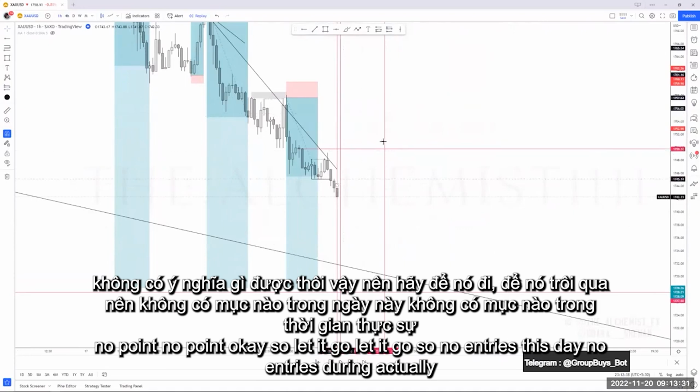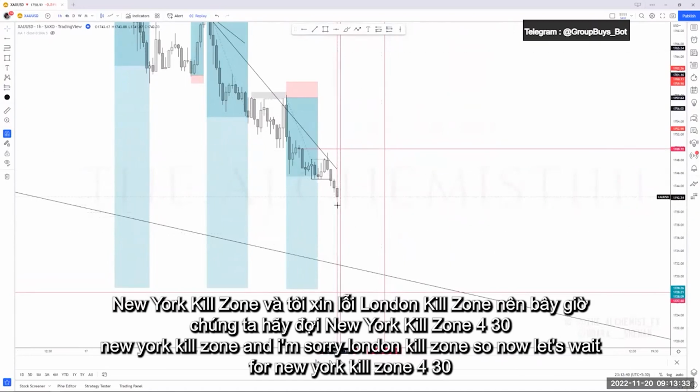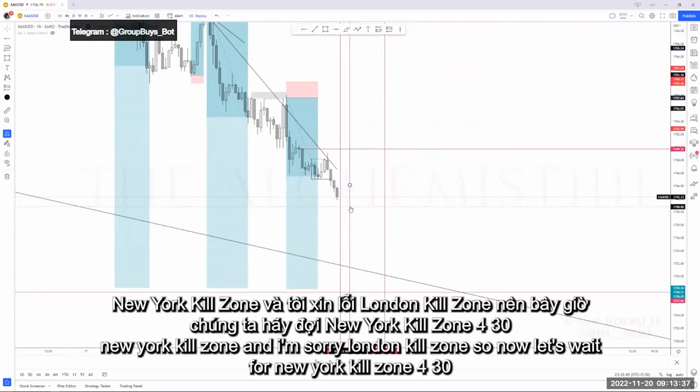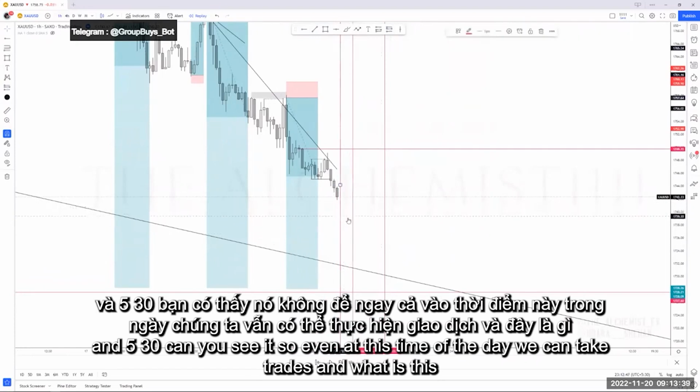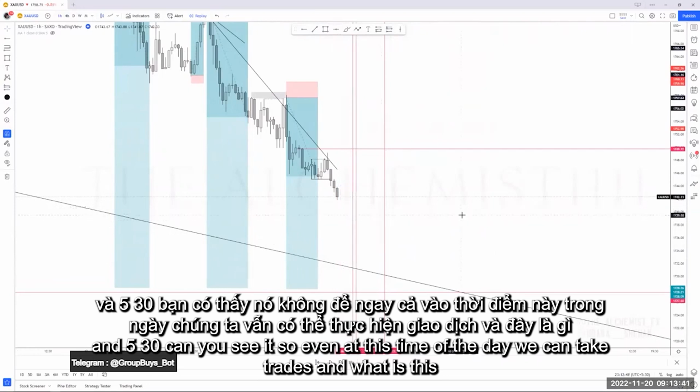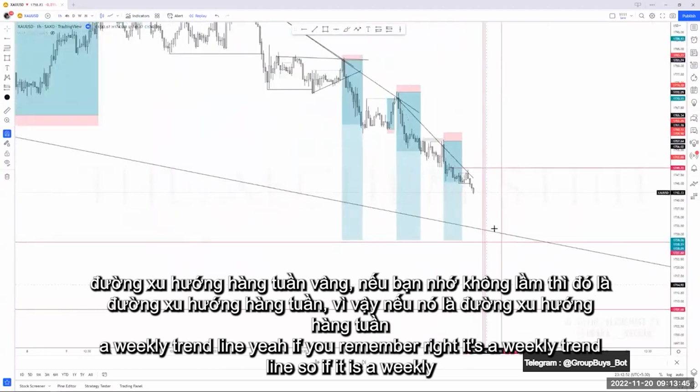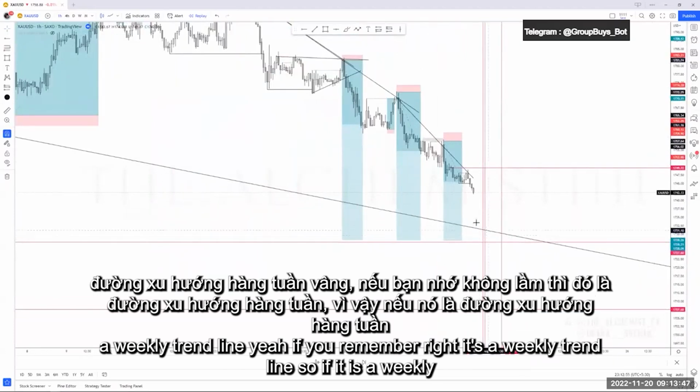So no entries this day. No entries during actually New York kill zone. I'm sorry, London kill zone. So now let's wait for New York kill zone, 4:30 and 5:30. Can you see that? So even at this time of the day, we can take trades. And what is this? A weekly trend line. If you remember, right? It's a weekly trend line.